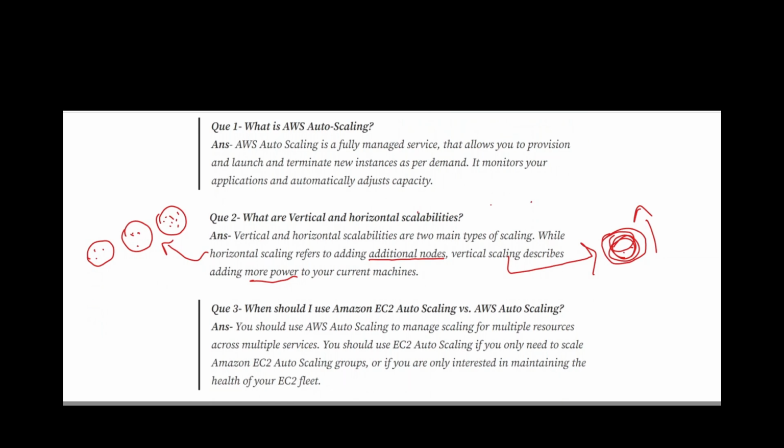Coming to question number 3, when should I use Amazon EC2 Auto Scaling versus AWS Auto Scaling? As the name says, you should go for AWS Auto Scaling to manage scaling for multiple resources across multiple services. Whereas you should use EC2 Auto Scaling if you only need to scale Amazon EC2 Auto Scaling groups, or if you are only interested in maintaining the health of your EC2 fleet.